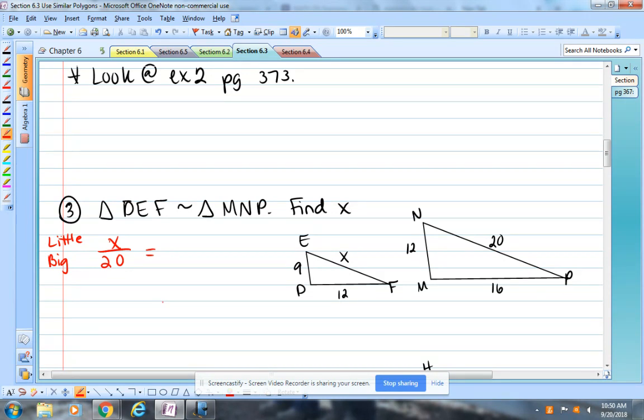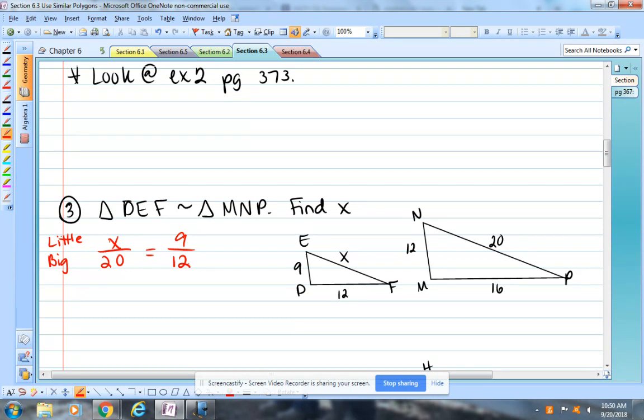Okay. So we know that DE should be proportional to MN, right? So the little one's number was what? 9, and the big triangle's number was 12. Y'all see that? You have to use two sides that are proportional to each other, and you can check them in the name. DE corresponds to MN. Okay? So now we have a little proportion, and we can solve it for x.